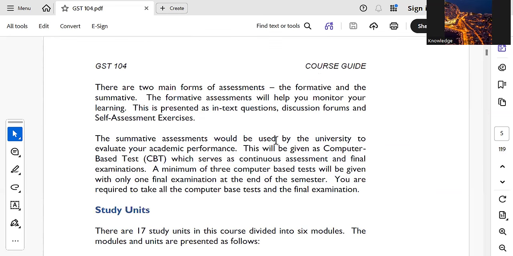Well, this course is a GST. It has TMA, 30%. Exam is 70%. So when you do TMA over 30, you get your 30 marks from the TMA.